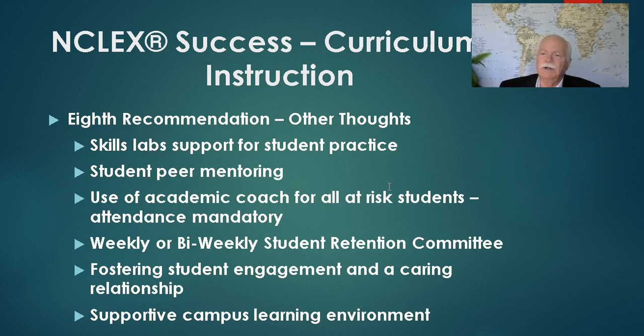There should be an academic coach assigned, and this is typically a nurse. Maybe just have a half-time person depending on the number of students, or you may need two people, that meets with all at-risk students. There should be a weekly or bi-weekly meeting where all at-risk students are discussed. Administration should use a tracking system so they have real-time information about students' performance on examinations. And there's a variety of software that is available to provide that kind of feedback to administrators.